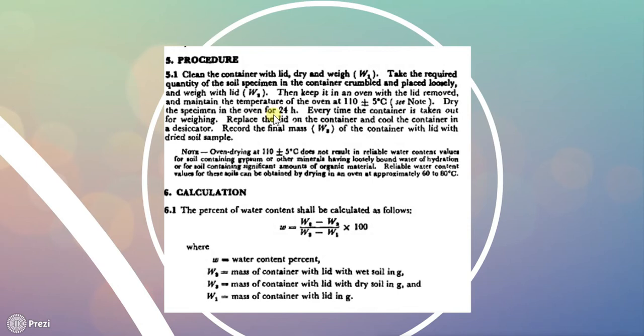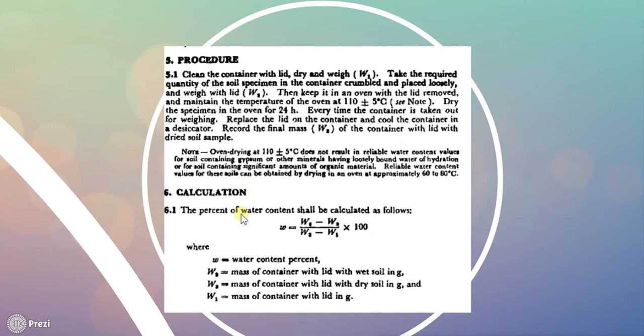Dry the specimen in the oven for 24 hours or 1 day. Every time the container is taken out for weighing, replace the lid on the container and cool the container in a desiccator. Record the final mass W3 of the container with the lid with dried soil sample. So basically we found W1, W2 and W3.